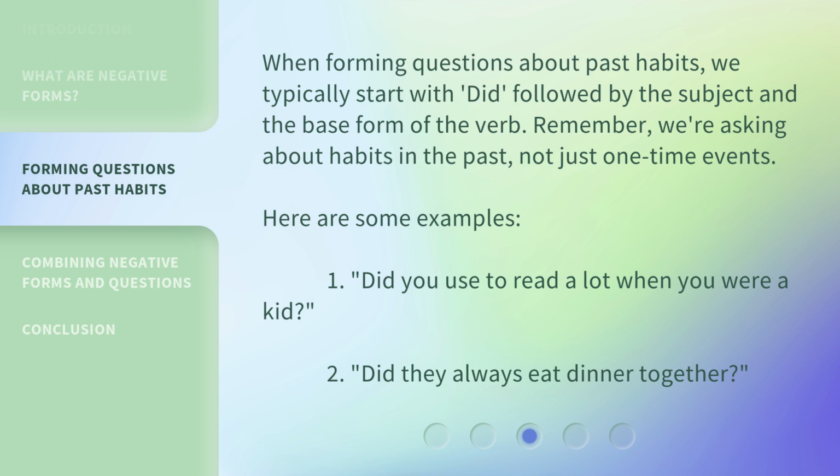When forming questions about past habits, we typically start with did, followed by the subject and the base form of the verb. Remember, we're asking about habits in the past, not just one-time events. Here are some examples. 1. Did you used to read a lot when you were a kid? 2. Did they always eat dinner together?